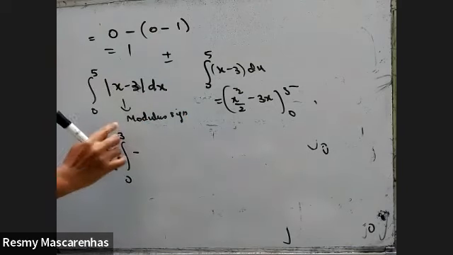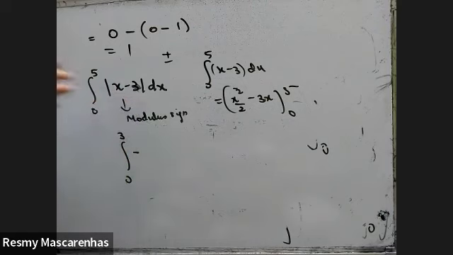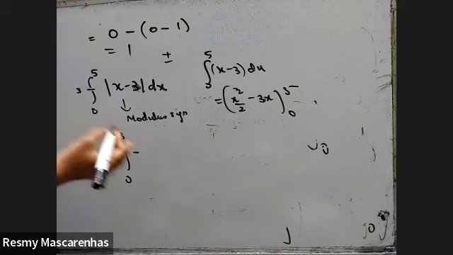From 0 to 3, if you try to put any value, any number less than 3, you try to put. If I put 0, I'll get minus 3 as the answer. If I put 1 also, I'll get minus 2 as the answer. If I put up till 2.99 also, I'll get a minus answer. So that's why I have to use the minus sign.